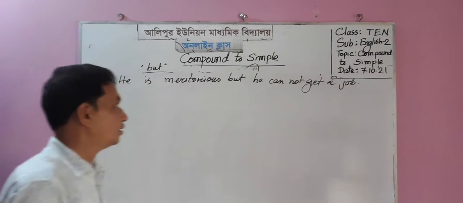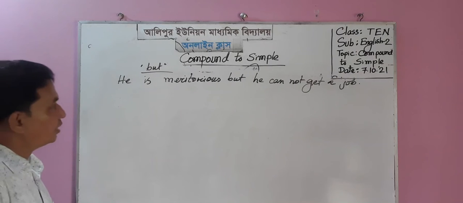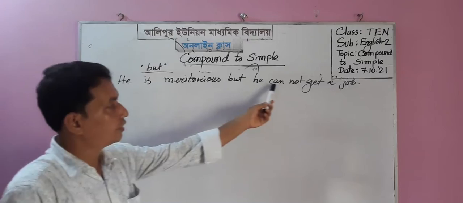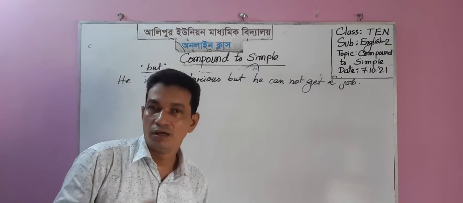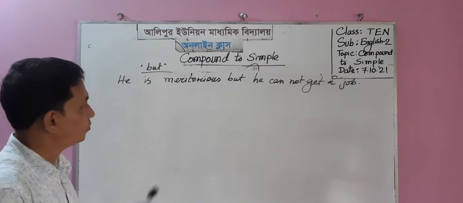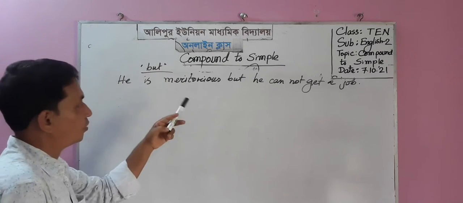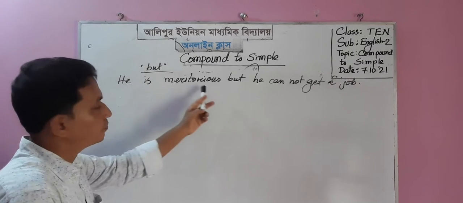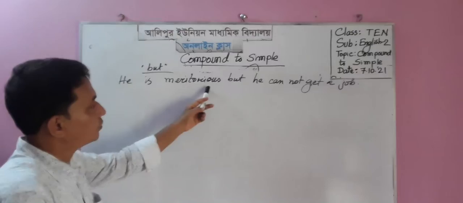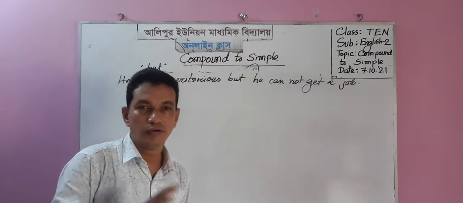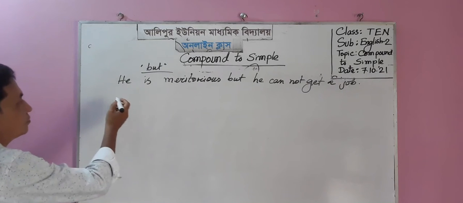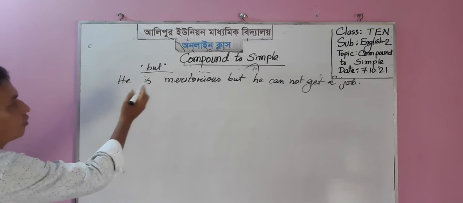Dear friends, look at the sentence on the whiteboard. I have written, he is meritorious, but he cannot get a job, because the opportunity of getting a job is very rare today. So it is very hard for him to get a job. Though he is meritorious, no matter. But he is meritorious, but he cannot get a job. Now this sentence will be changed into a simple one, and now we will see the function of changing compound to simple.